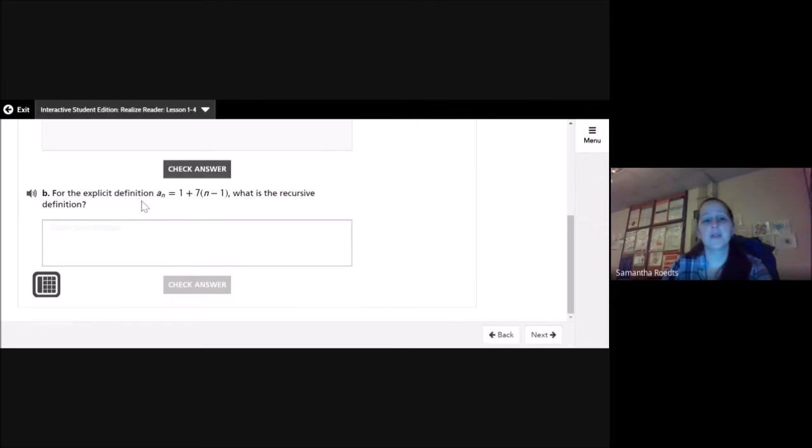For the explicit definition, a sub n equals 1 plus 7 times (n minus 1), what's the recursive definition? So for this, a sub n equals 1 when n equals 1, and a sub n minus 1, plus 7 when n is greater than 1. Here I took this first number, that's my first, and then my second number. In this case, it's a plus 7, so that's where I get the plus 7 from.